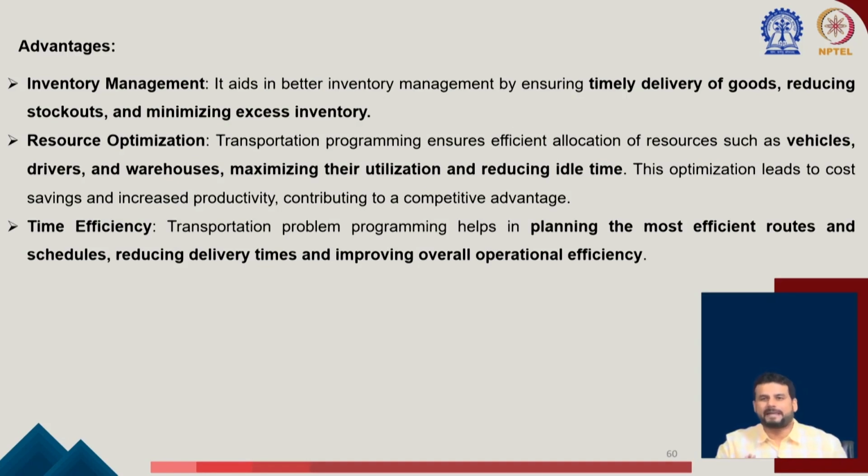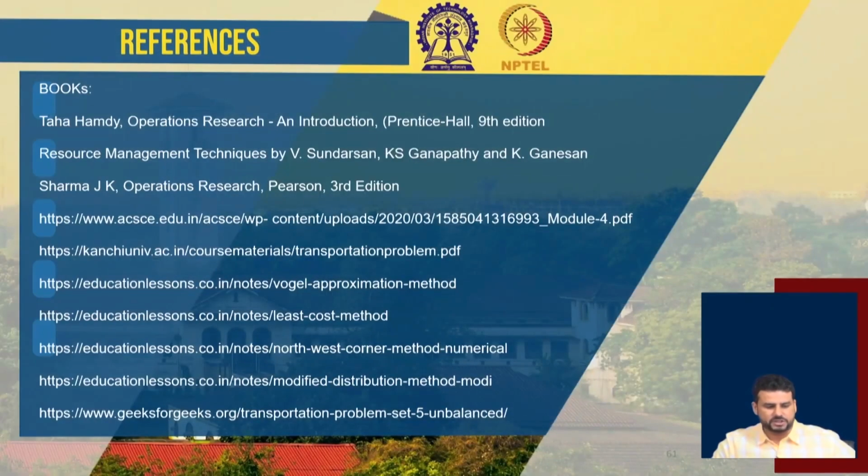Inventory also you can plan in a better way, because you know exactly when you are going to get the next delivery, and that with minimum cost. Resource optimization: because we are applying an optimization algorithm, we are utilizing the resources optimally, so resource optimization and time efficiency will be achieved, because we are reducing the transportation distance and cost. So this is the complete transportation algorithm.